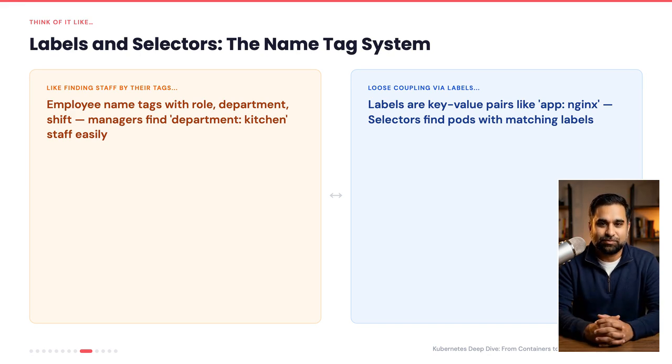Fix the indentation, but now change kind Deployment to kind Deployment with a typo, and apply again. This time you'll get an error about an unknown resource type. One more. Fix the kind, but change the image to something that doesn't exist, like nginx fake fake fake. Apply this, and the YAML will be accepted. But run kubectl get pods, and you'll see the pod stuck in ImagePullBackOff status.